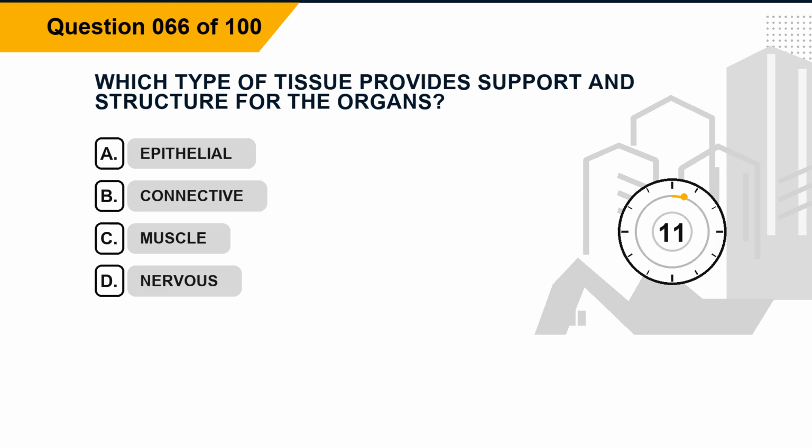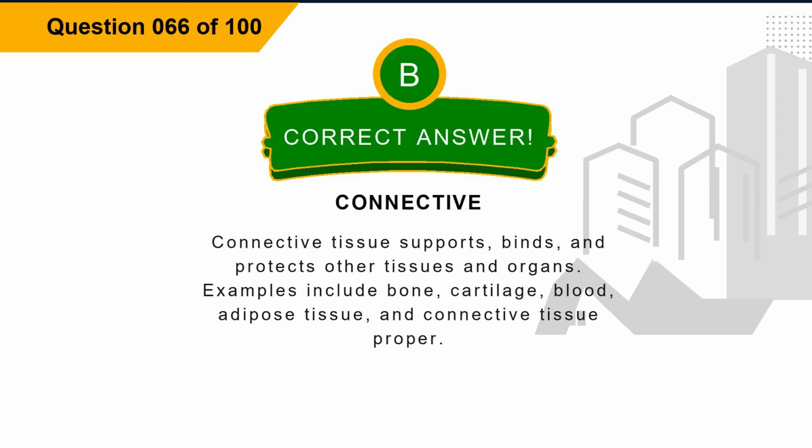Question 66. Which type of tissue provides support and structure for the organs? Option A, epithelial. Option B, connective. Option C, muscle. Option D, nervous. The correct answer is option B, connective. Explanation. Connective tissue supports, binds, and protects other tissues and organs. Examples include bone, cartilage, blood, adipose tissue, and connective tissue proper.